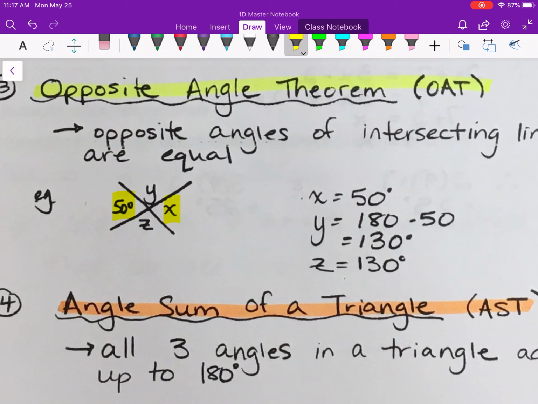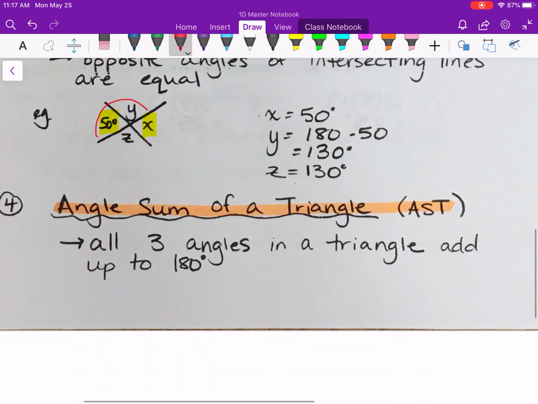And then I can combine that with the fact that, say, x and y together make a straight line, or even, I don't even need to use x, let's use the one that I already know. 50 and y make a straight line. So therefore, they have to add up to 180, so y has to be 130, and z is across from y, so it also has to be 130.